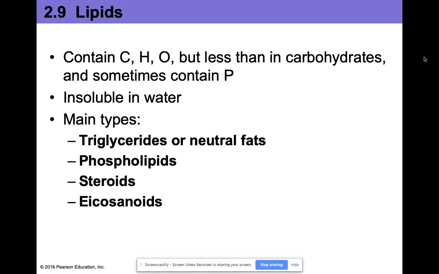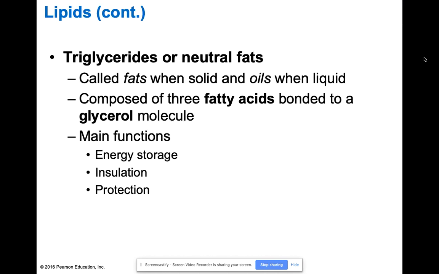Lipids are extremely important. Phospholipids is going to be one of the biggest things that we talk about. We have triglycerides or neutral fats. We have phospholipids. We have steroids. And then we're not going to talk about the last one, so don't worry about it. Okay, so triglycerides or neutral fats, these are called fats when solid and oils when they are liquid. Think about fats that you might cook with, right? They have different states. We'll talk about whether they are saturated or unsaturated in just a second, but the function of our triglycerides is to help us store long-term energy.